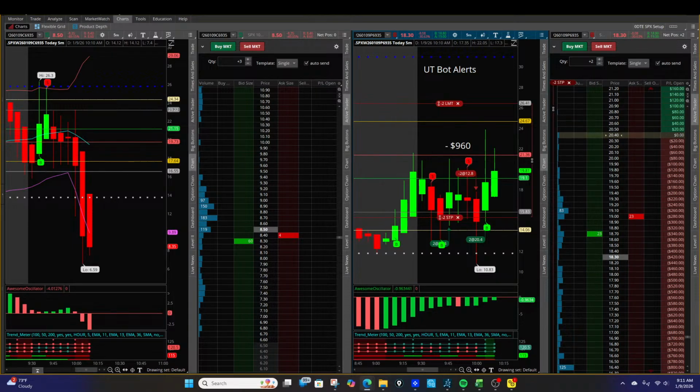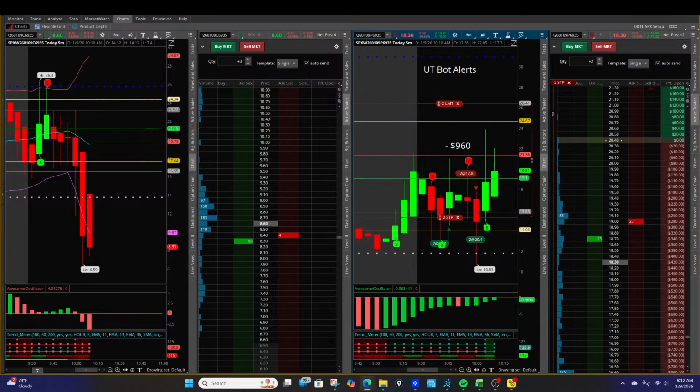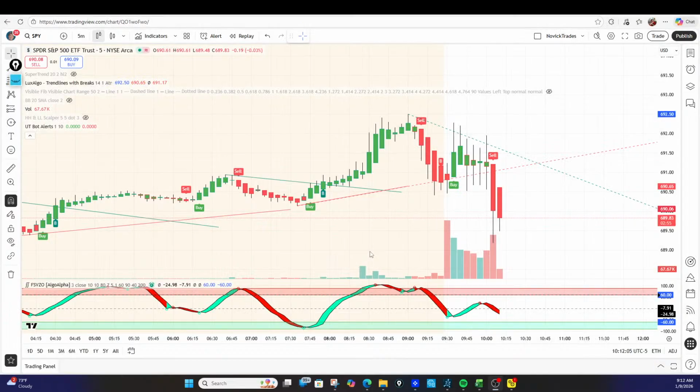Okay, something to note here. On this Fourier volume zone oscillator, when this red bar comes down and hits the light green, it's reaching an, okay, I always get these confused, an oversold condition. And so that would be a time to exit when it hits that.